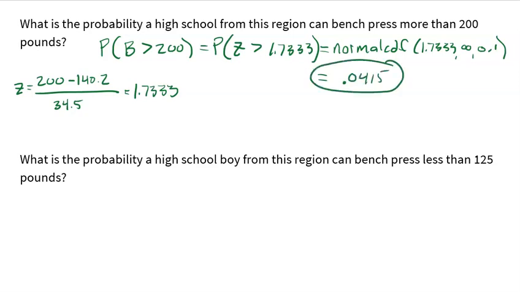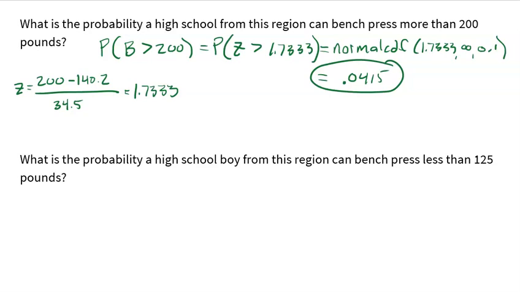0.0415. So if you were to consider significant as 5% or less, then this would be significant. A boy benching 200 pounds would be considered significant because the probability of being more than 200 pounds is, again, less than 5% at 0.0415.